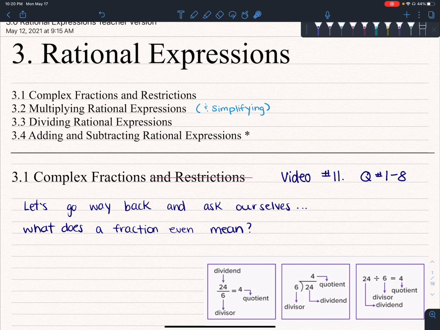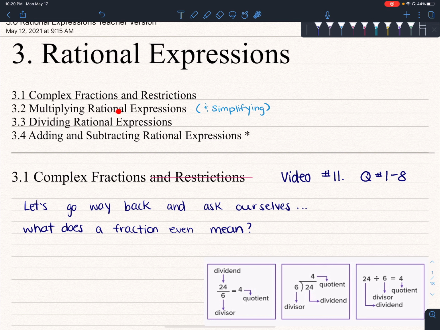So this is video number 11 in the science option preparation video series. We are starting a new unit in this video. This is the third and final unit for the preparation, rational expressions. There are a few subunits, or subtopics, I should say, within rational expressions. The first being complex fractions and restrictions.